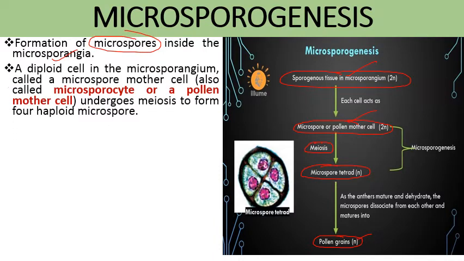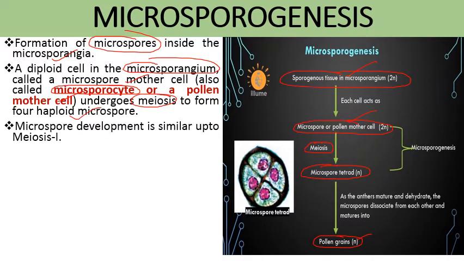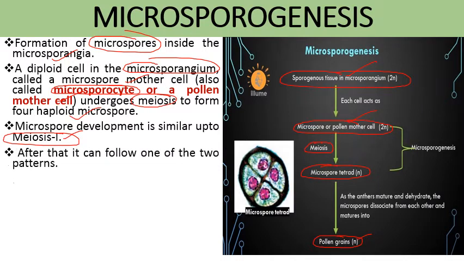A diploid cell in microsporangium that acts as microspore mother cell, that is MMC, also known as microsporocyte or pollen mother cell. It undergoes a process of meiosis to form haploid microspore. Microspore development is similar up to Meiosis-I. जो Meiosis-I है वहाँ तक सभी तरह के microspore की development similar है. After that, it can follow one of the two patterns.